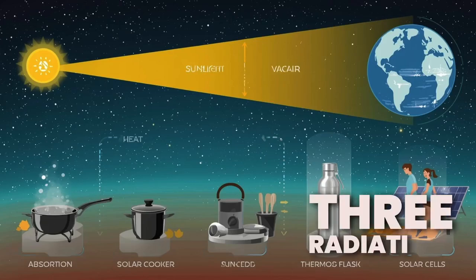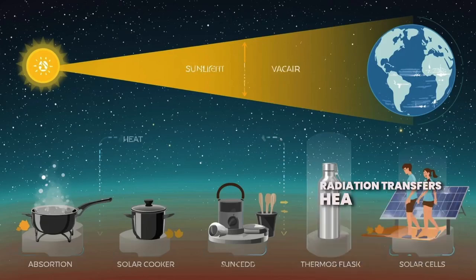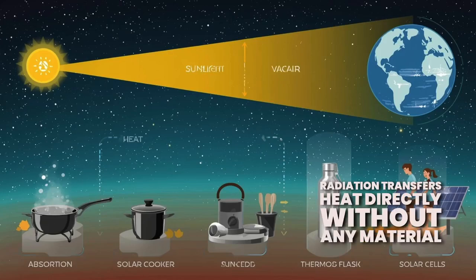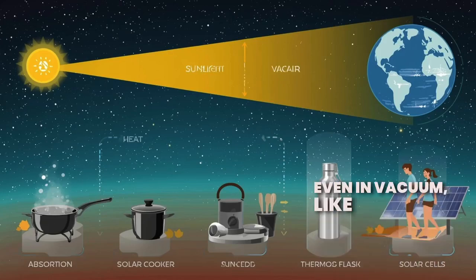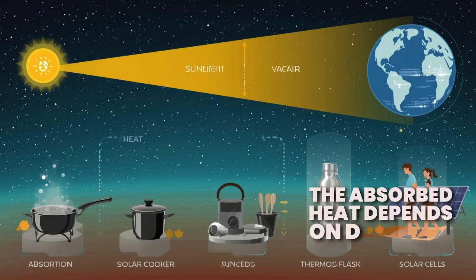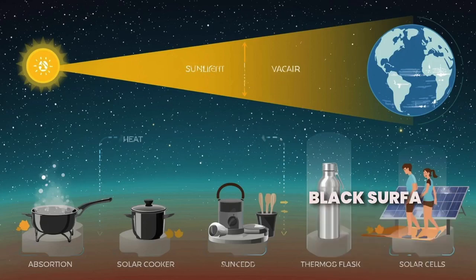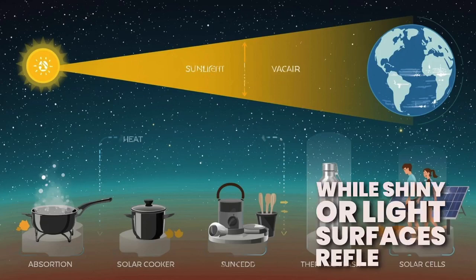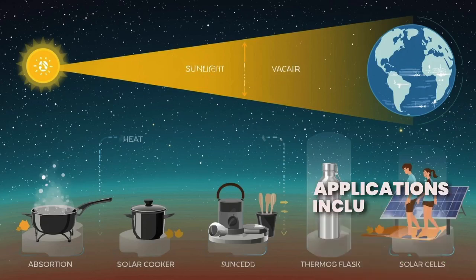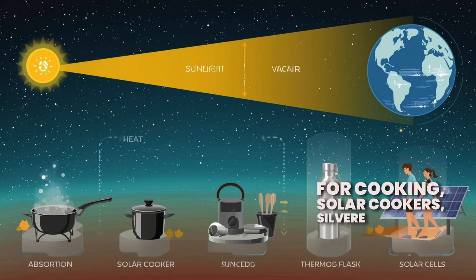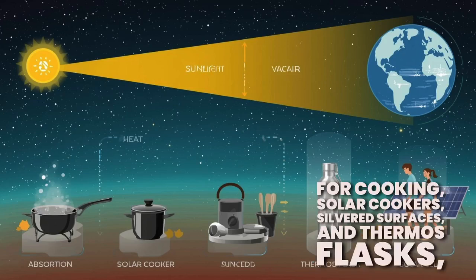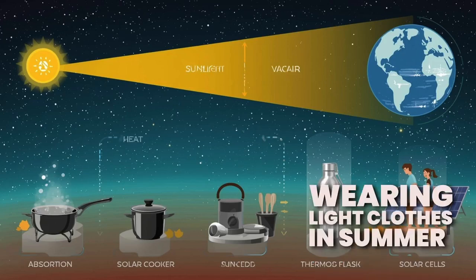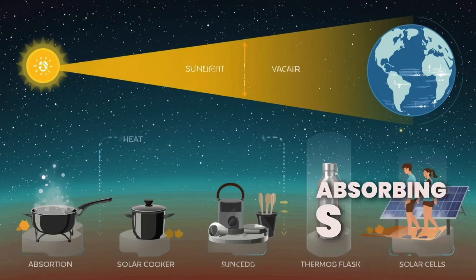3. Radiation. Radiation transfers heat directly without any material medium, even in vacuum, like sunlight reaching Earth. The absorbed heat depends on distance and color. Black surfaces absorb more heat, while shiny or light surfaces reflect it. Applications include black bottom utensils for cooking, solar cookers, silvered surfaces in thermos flasks, wearing light clothes in summer, and solar cells absorbing sun's energy.